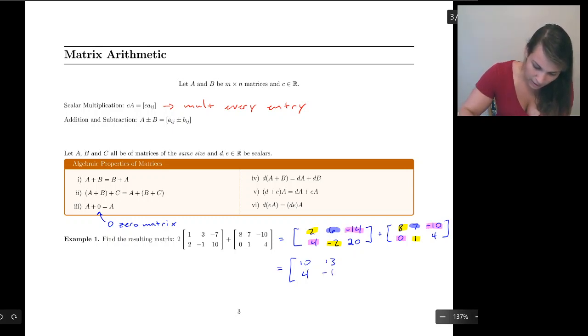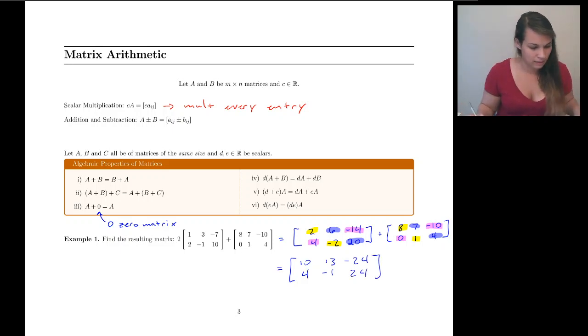Negative 14, negative 10, negative 24. And then 20 plus 4 is 24. And then, yes, this is right because I checked myself in Mathematica. Haha. Okay.